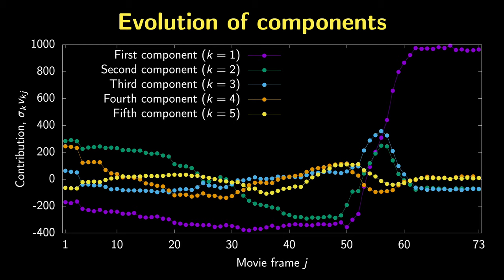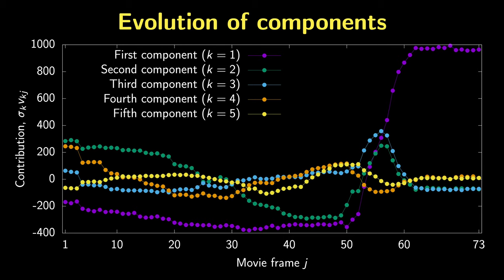And if we look at these five curves here, we see that the largest transition happens in the first component, which goes from negative values before frame 50 to positive values after frame 60. And this makes sense because we know that that component is responsible for capturing the major transition from daytime to nighttime. And that therefore happens during this period from frame 50 to 60.